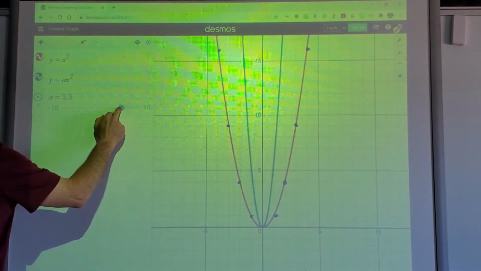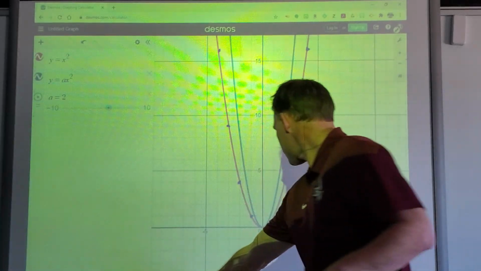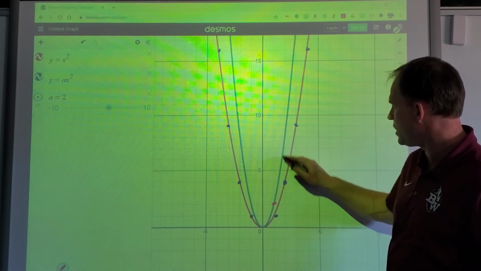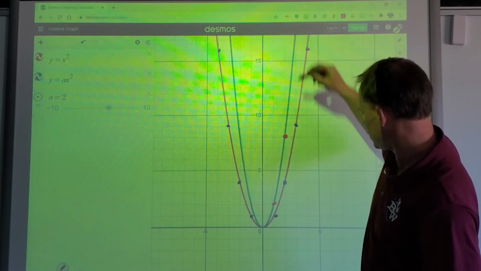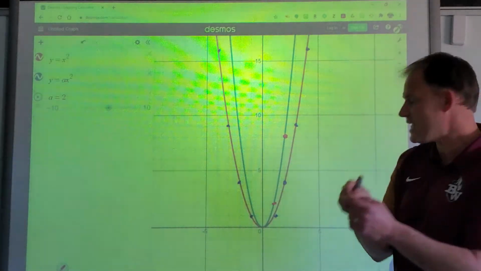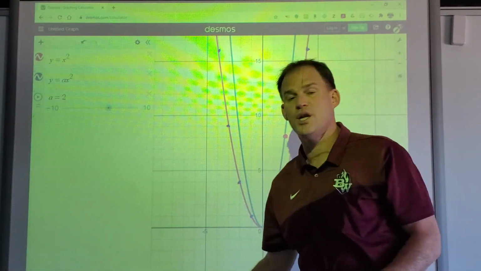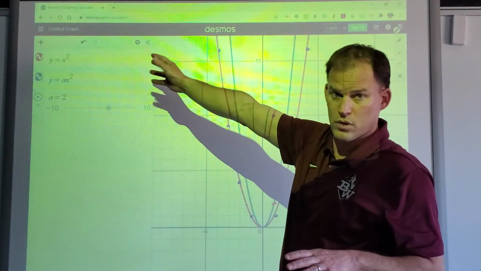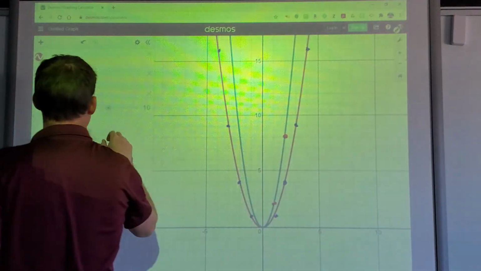It's a little easier to see if I dial this back down to 2. You can see the stretch. So this, instead of being at 1, is stretched up to 2. Instead of being here, it's stretched up to 8. Instead of being here, it's stretched, and I'm a little bit off, but it hits right here at 18. So I'm taking the normal curve and I'm stretching it, I'm doubling it. So whenever you put a number in front of the x squared, a whole number, something bigger than 1, it stretches it.